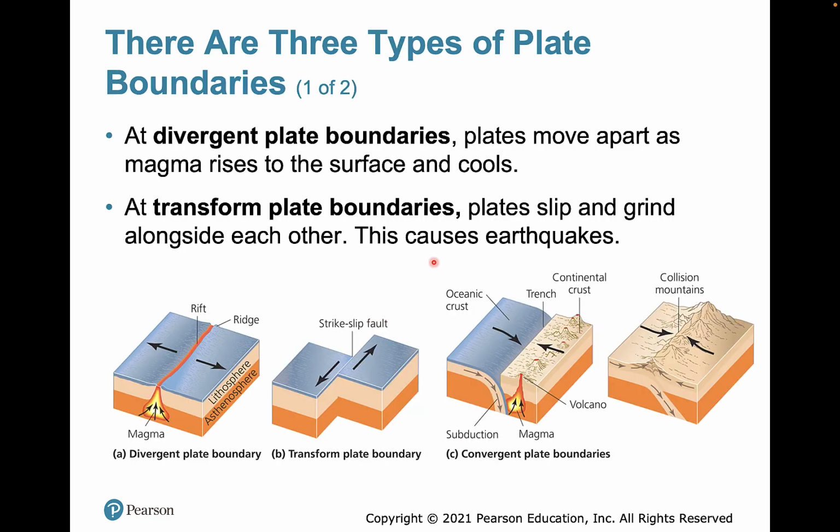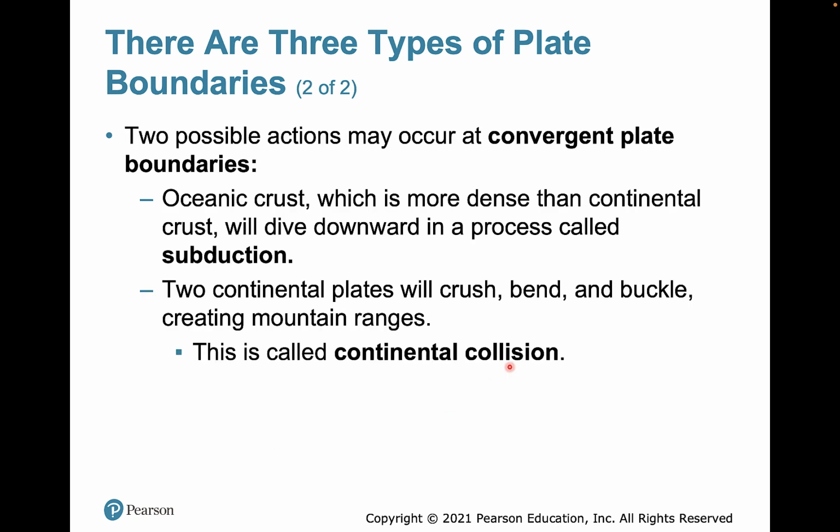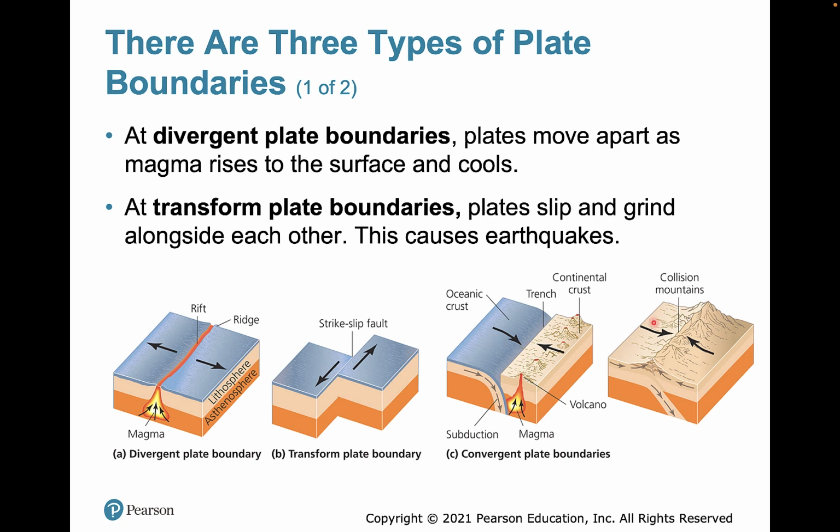So let's talk about them. At a divergent boundary, plates move apart, they move away from each other as this magma rises to the surface and cools, all right? At a transform boundary, the plates slide past each other, okay? It's like rubbing your hands together if they're cold, and that'll cause earthquakes. It'll cause earthquakes at a divergent boundary too. The third kind of boundary is a convergent plate boundary, where two plates come together.